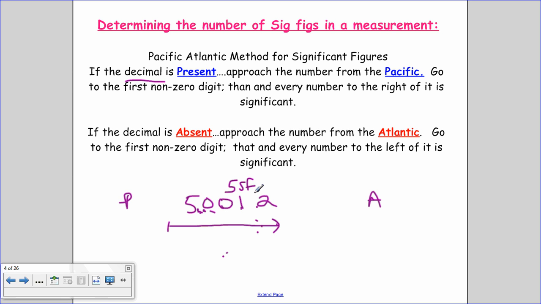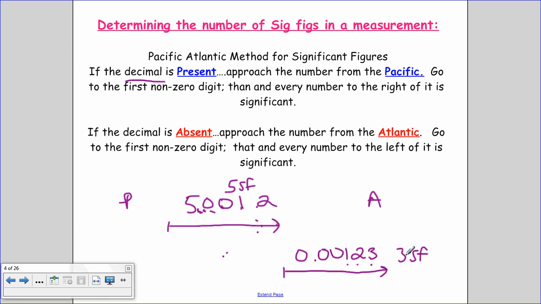But for example, if you have maybe 0.00123, the decimal is present, so you're also going to start from the Pacific. You start over here, but the first non-zero digit is actually the 1, so you're only going to have 1, 2, 3 sig figs in this number.